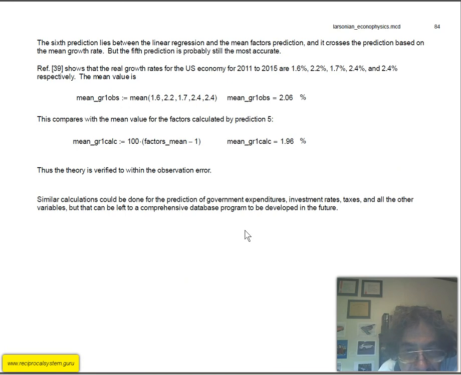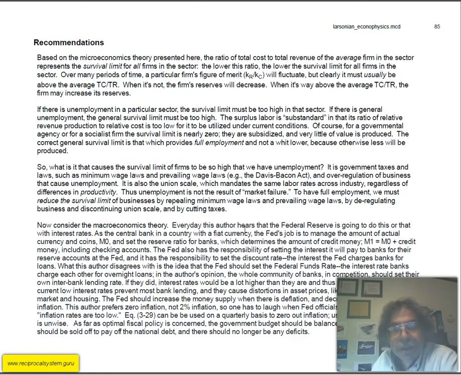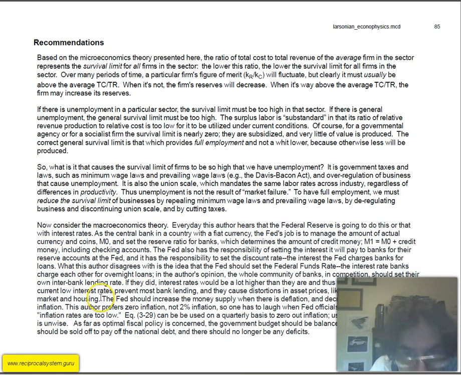Okay. So similar calculations can be done for the prediction of government expenditures, investment rates, taxes, and the other variables. But that's left to the database program, which is Optimum Economist. So I'm going to stop here. We'll do the recommendations next time.